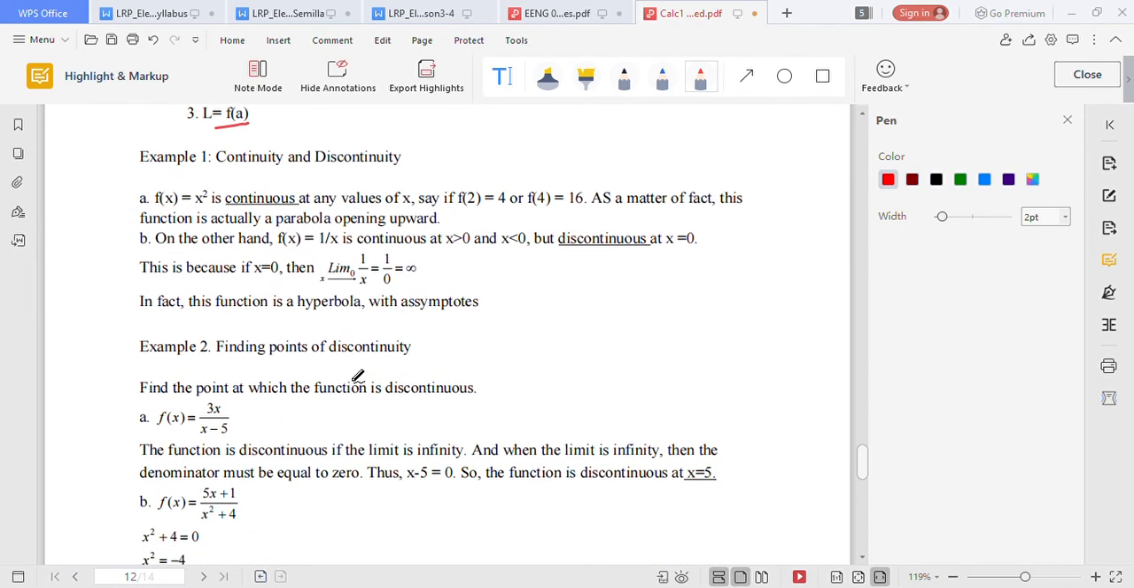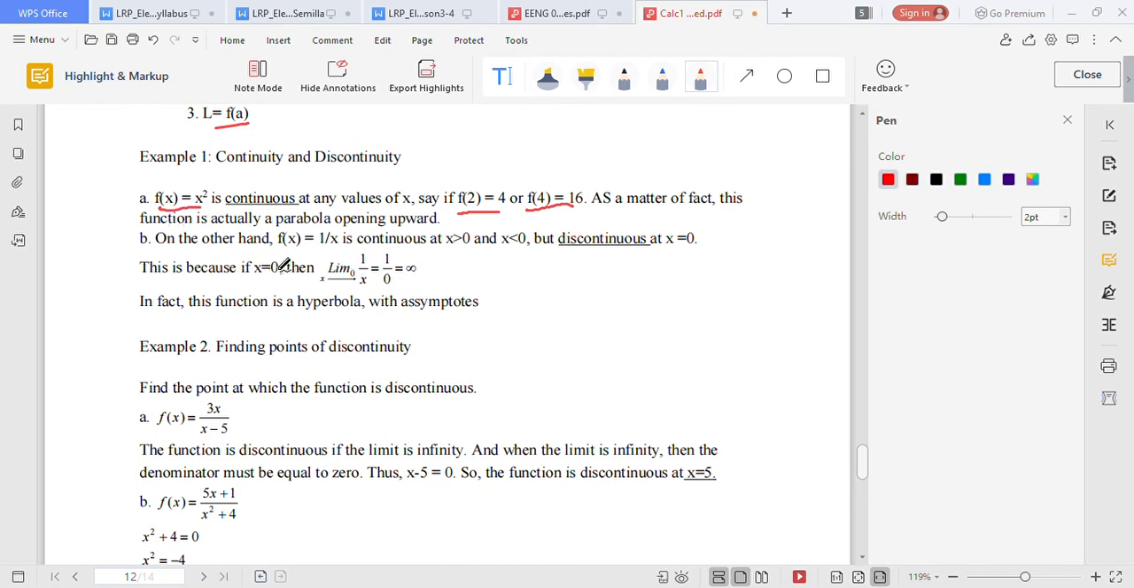So we have here examples of continuity and discontinuity. For letter A, f of x equals x squared is continuous at any value of x. So whatever value you put in there, it still has a given range. So if you have f of 2, that is equal to 4, f of 4 is equal to 16, and as a matter of fact, this function is a parabola opening upward if you recall this function f of x equals x squared.